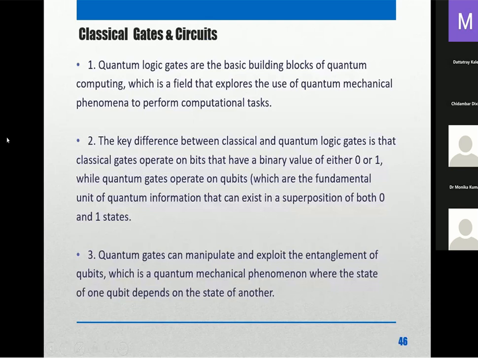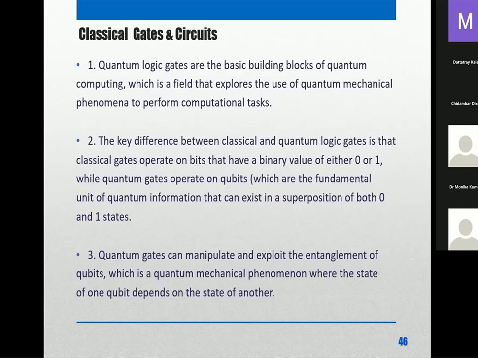So this is a similarity between classical gates and circuits. You can understand here, quantum logic gates are the basic building blocks of quantum computing, which is a field that explores the use of quantum mechanical phenomena to perform computational tasks.